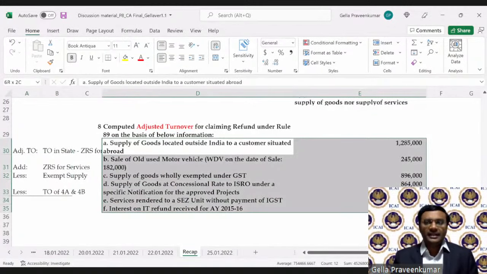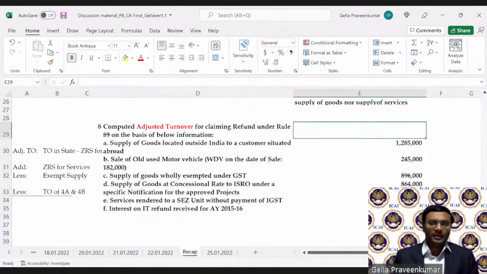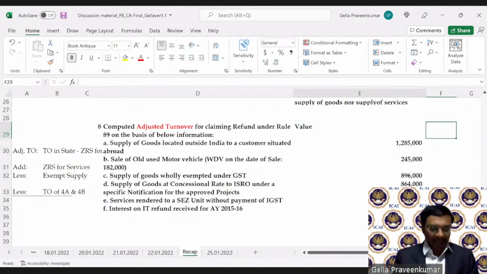For your convenience, I'll just mark that over here. I'll give you 2 minutes, students. Please let me know what is the value as per your calculation.